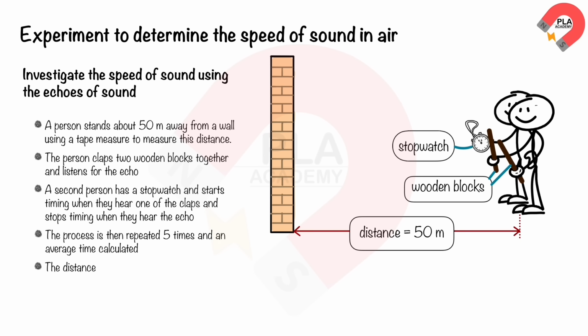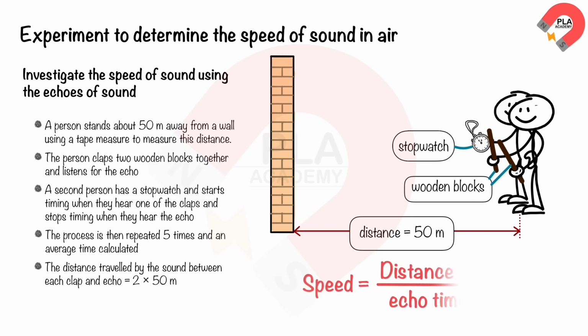The distance traveled by the sound between each clap and echo will be 2 times 50 meters. The speed of sound can be calculated from this distance and the time using the equation: speed is equal to twice the distance to the wall divided by echo time. The echo time is the time that the sound travels forward and backwards.